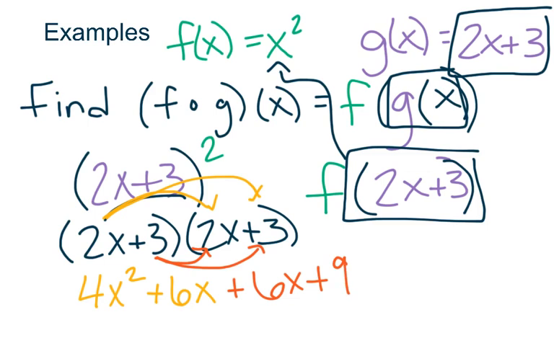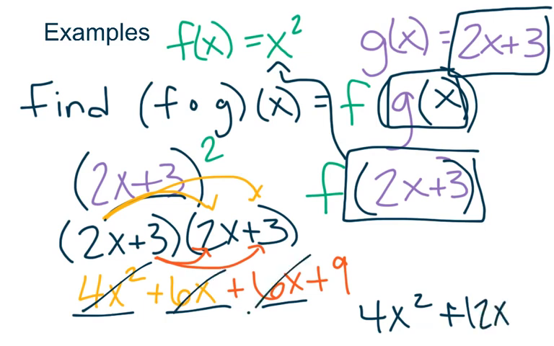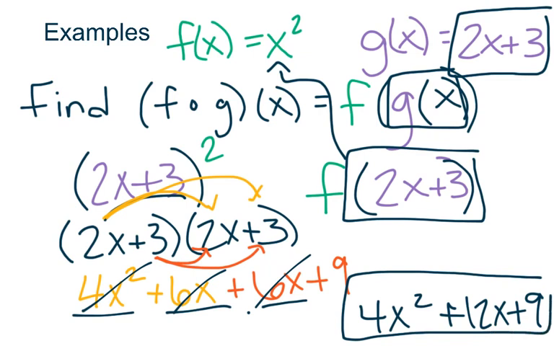And now I'm just going to add some like terms together. So there's nothing to add to the 4x squared. We're good. And then I have 6x plus 6x, which is 12x. And then the last is I have plus 9. I know that's a lot. So I took the x and I evaluated it for g, which is my purple equation. I took my purple equation and I plugged it into my green equation. And then I just did the math.